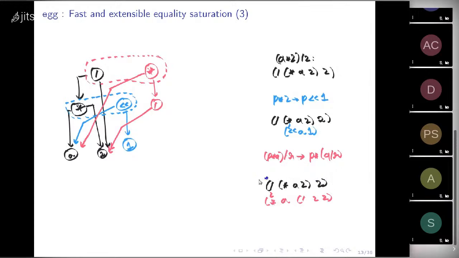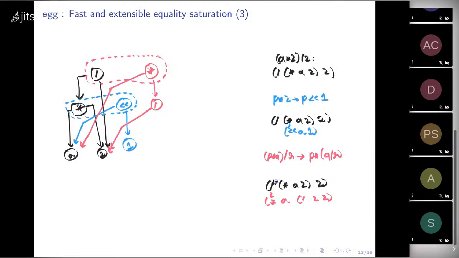Once again, we need to do the same thing. We need to create new nodes, and then we need to add equalities. So the first thing we do is add new nodes for a times 2 divided by 2. Oh, this is a slash, not a 1. A times 2 divided by 2. So this subtree represents a times 2 by 2. And the pink dotted line circle represents the fact that this entire subtree is equivalent to this entire subtree.